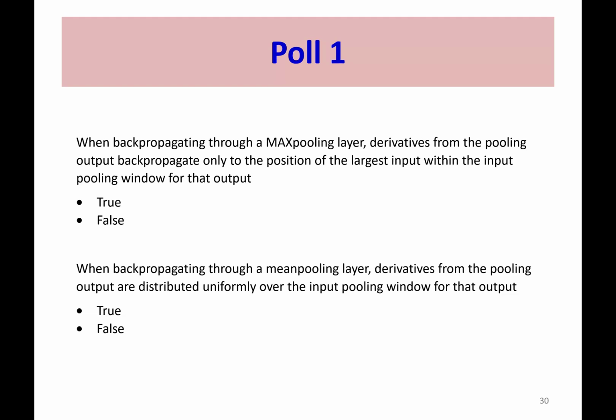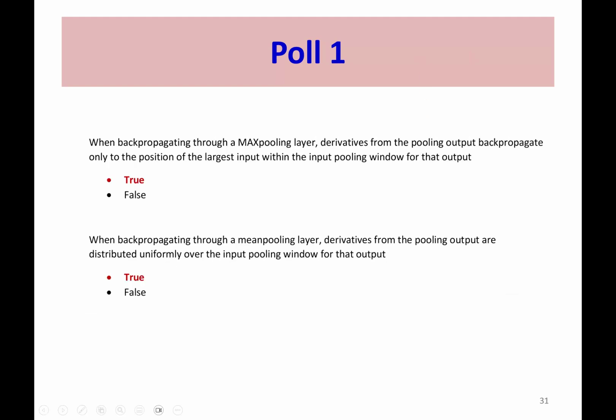So for the first question, what is the answer? When back propagating from max pooling layer, derivatives from the pooling outputs propagate only to the position of the largest? True. For the second one, also true. Beautiful. You guys got it, right? So let us continue. Both of these are true.